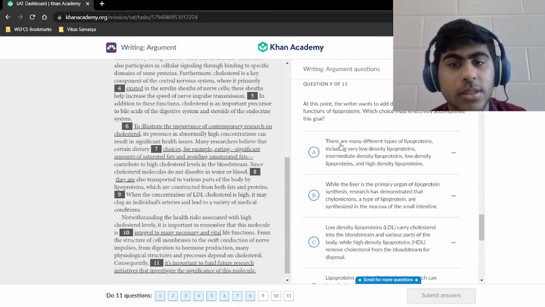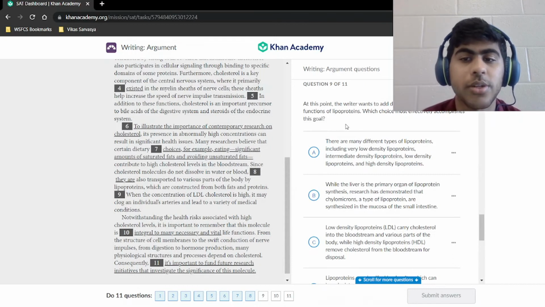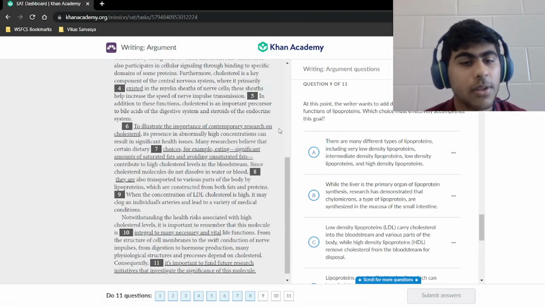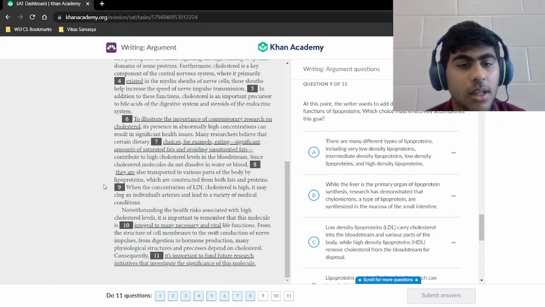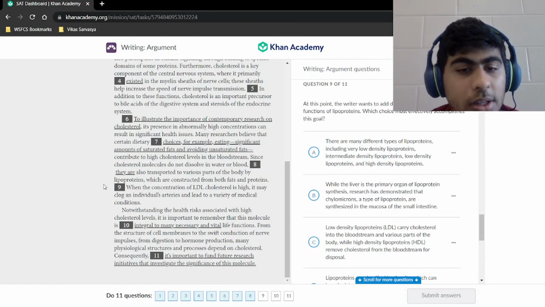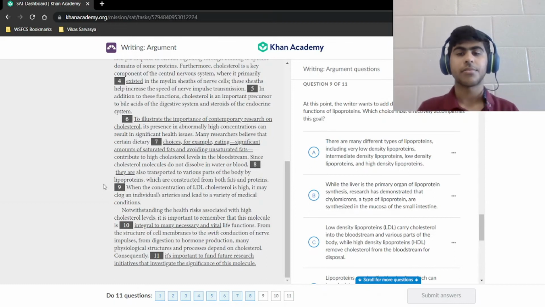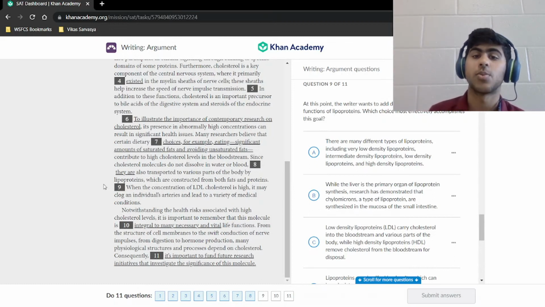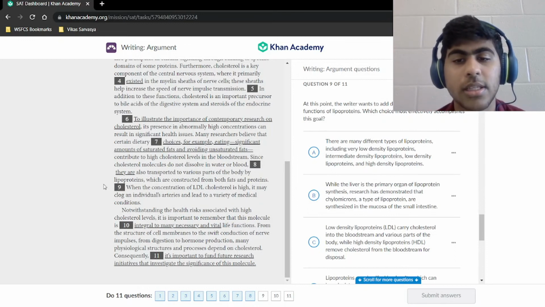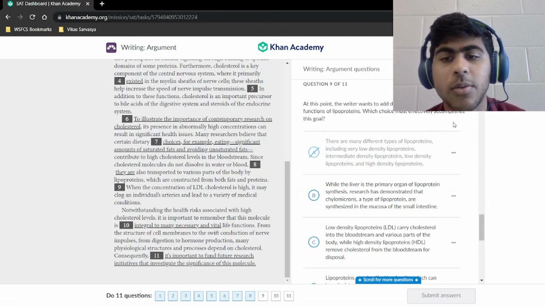All right, and then question number 9. At this point, the writer wants to add details about the specific functions of lipoproteins. Which choice most effectively accomplishes this goal? So we're down here saying, when the concentration of LDL cholesterol is high, it may clog an individual's arteries and lead to a variety of medical conditions. So we want the specific function, so what it does. Choice A, well, it says many different types. So it says which types, not what we want here. We want what it does.